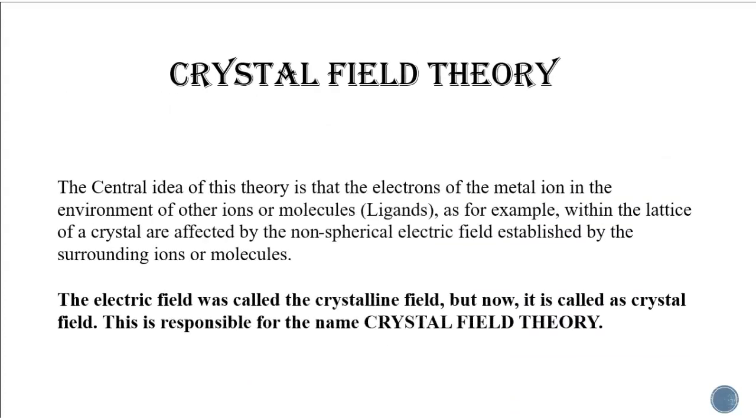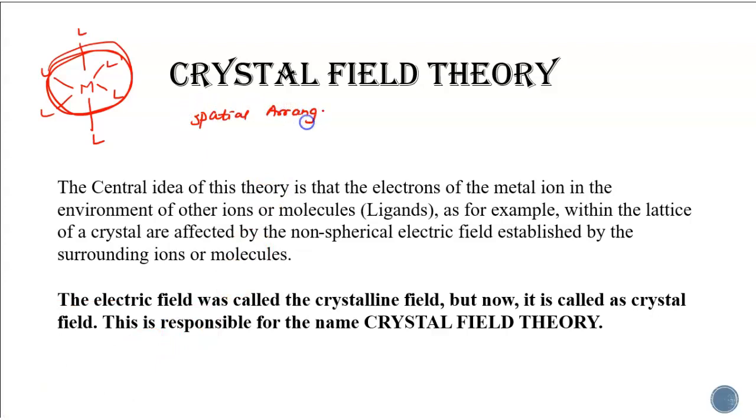Now just switch to another part of CFT. The central idea of this theory is that the metal ion, in the surrounding environment of the ligands, is going to create a non-spherical electric field, correct? Which is responsible for the splitting of orbitals. The spatial arrangement of these point charges, you can write down, or I can write it for you. Here you can write down the spatial arrangement of these point charges. Which point charges? Your metal and ligand.